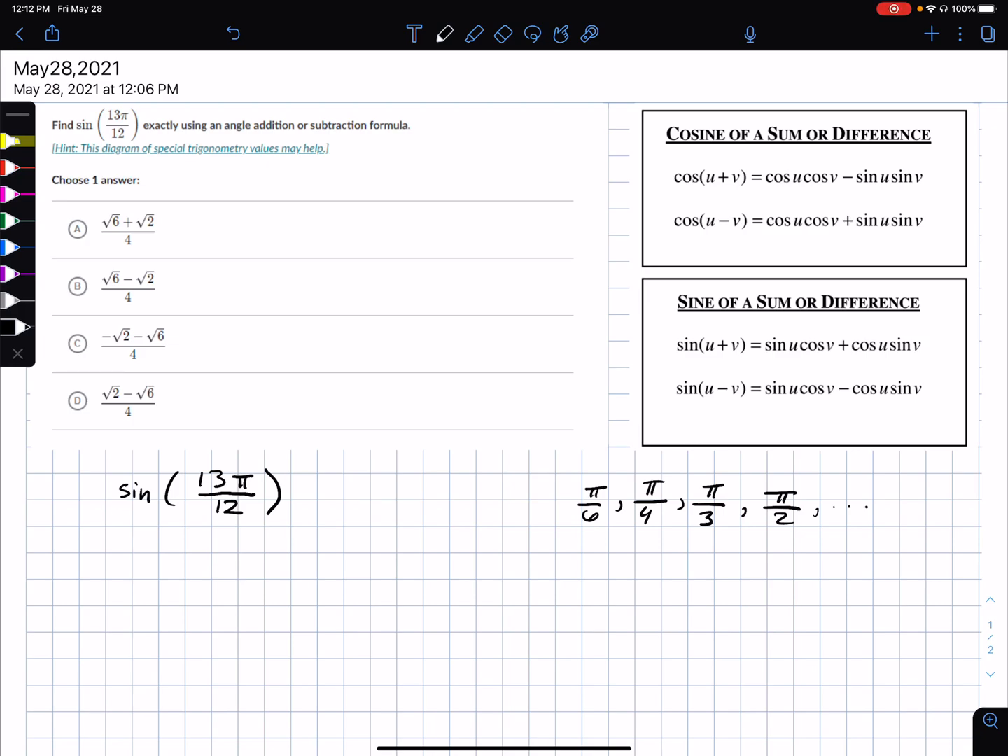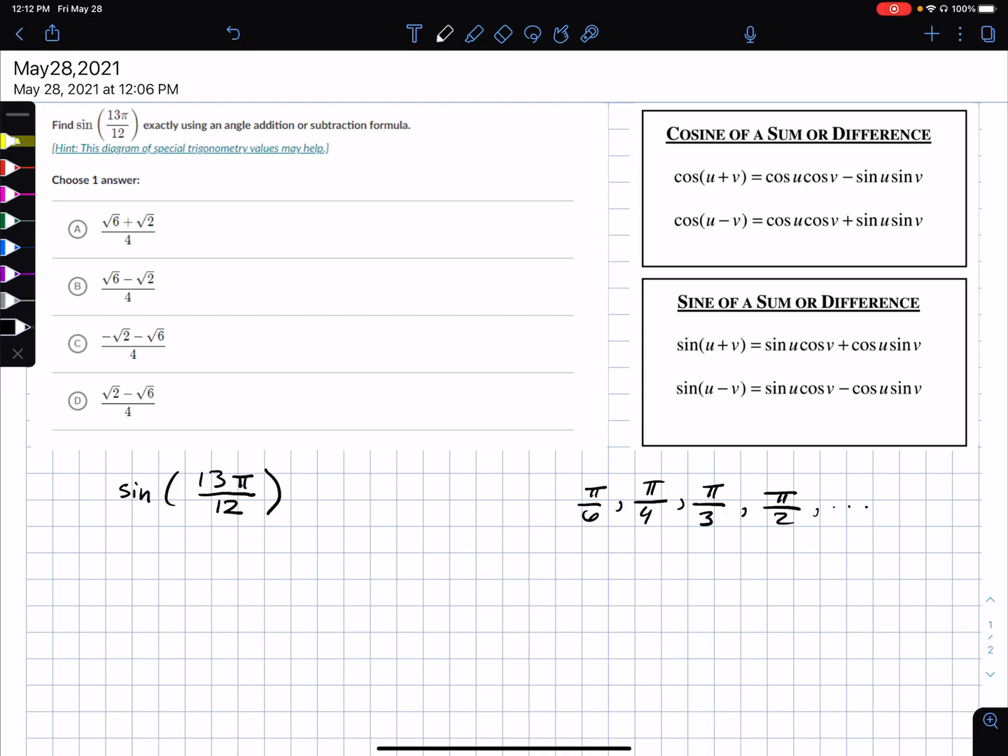In this problem, our goal is to be able to break down and figure out exactly what sine of 13 pi twelfths is. The tough part is we don't have exact trig values for things in terms of pi twelfths. We've got exact trig values from the unit circle and our special right triangles that happen in pi sixth increments, pi quarters, pi thirds, and even pi halves. So if we can break this 13 pi twelfths down into a sum or difference of any of these multiples of pi, then we should be good to go.